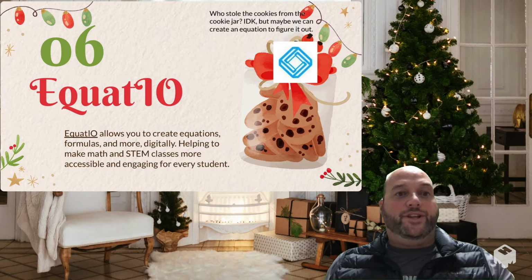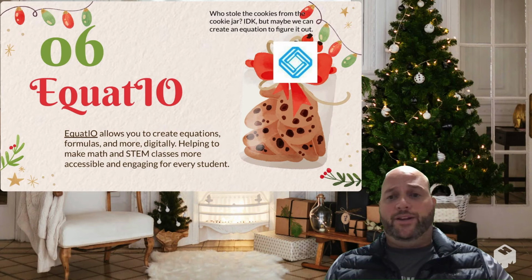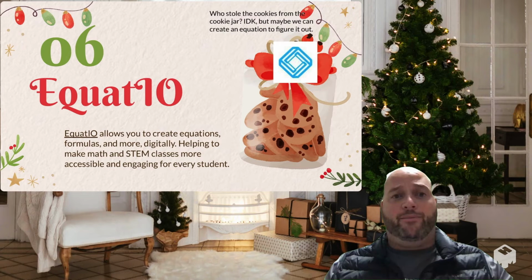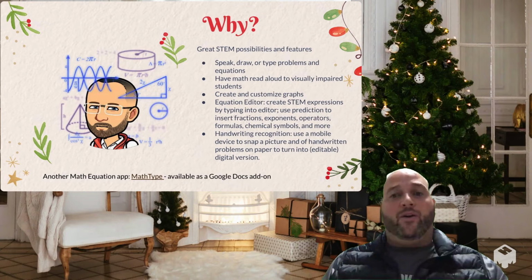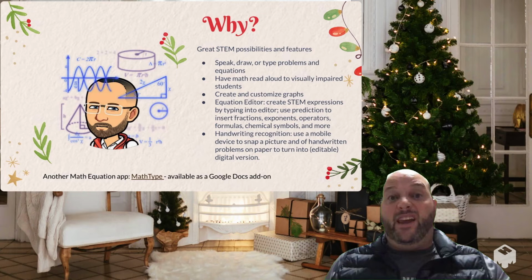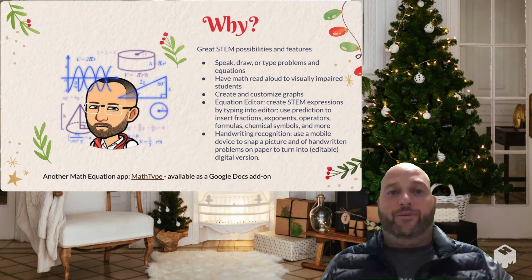The next application is EquatIO, and this one is for you math and science and STEM lovers. EquatIO is a way to make math more digital and accessible for many different types of students. It allows you to speak equations or chemical formulas and have them written out. It can read math aloud to people that have visual impairments. You can customize graphs, you can edit equations, and one of the things that I find really neat about it is the handwriting recognition tool, which will turn handwritten problems on paper into a digital and editable version.